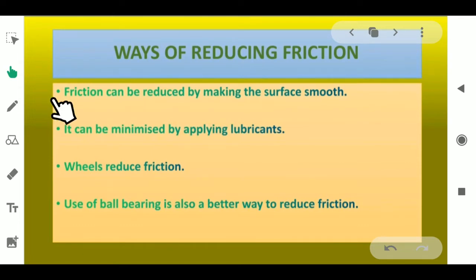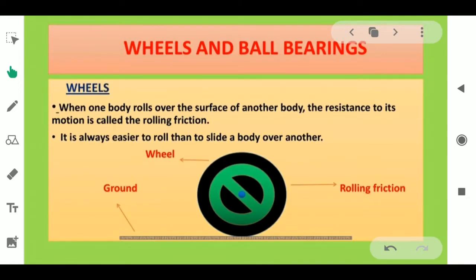Ways of reducing friction. The first point, friction can be reduced by making the surface smooth. Second, it can be minimized by applying lubricants. Third, wheels reduce friction. And finally, the use of ball bearings is also a good way to reduce friction. So these are the different ways of reducing friction. Clear?